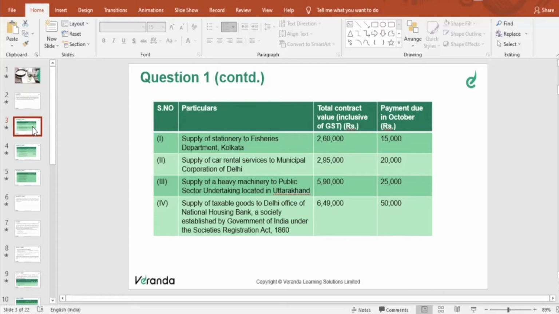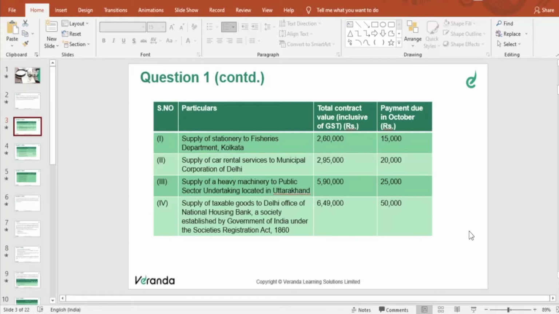All right. Proceeding, supply of car rental services to Municipal Corporation of Delhi for 2,95,000 and the payment due is 20,000 in the month of October. Come on, guys, we can do this. Sir, as per section 51, the TDS will be deducted on a single contract only if the contract exceeds rupees 2.5 lakhs. Here when we calculate, it's coming to exactly 2.5 lakhs. Since it is not exceeding it, TDS won't be applicable on this one.